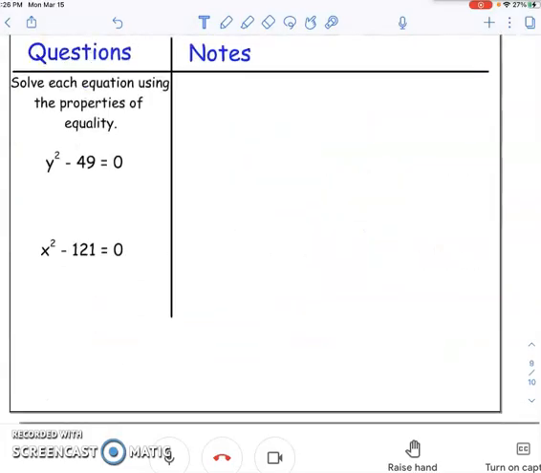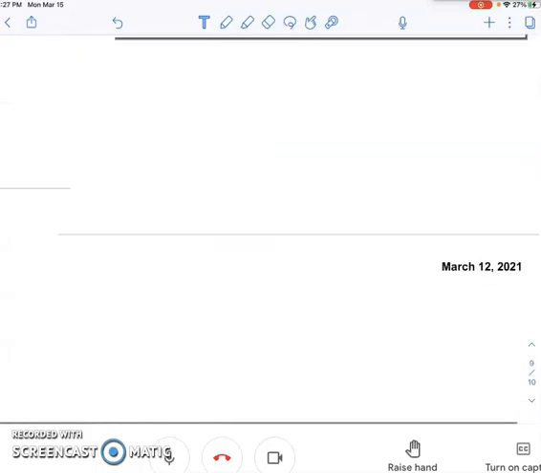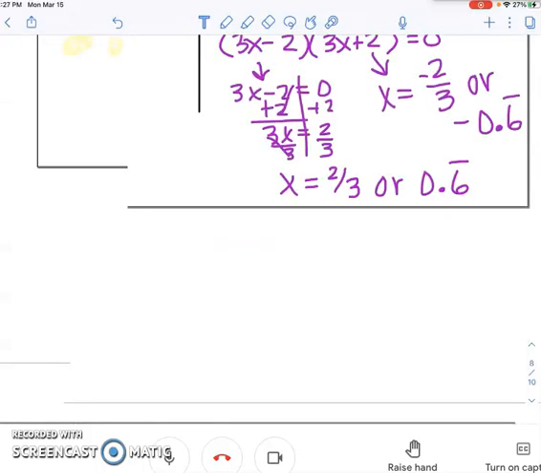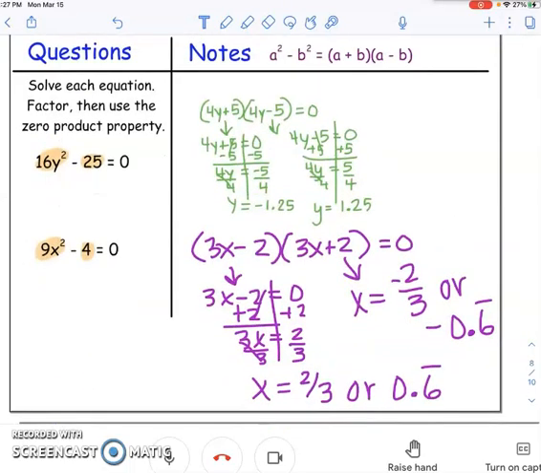Okay, last slide. Nope, those are just repeated to make sure. Yep, that was the last slide. Okay. So you know how to factor a difference of squares, and then you know how to use the zero product property to solve an equation involving the difference of squares.